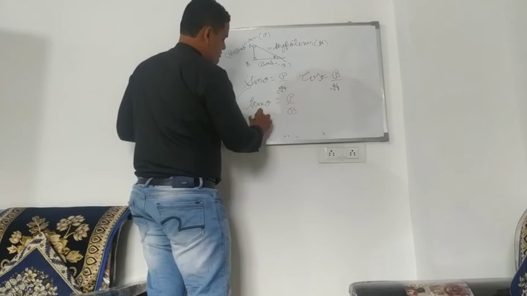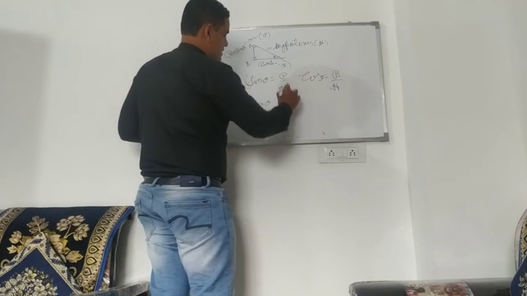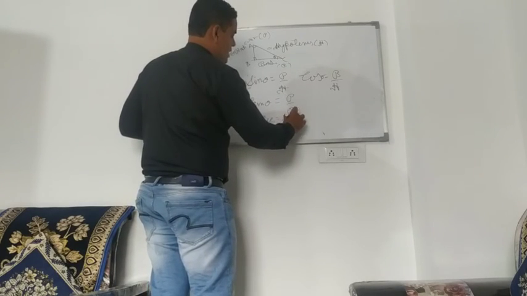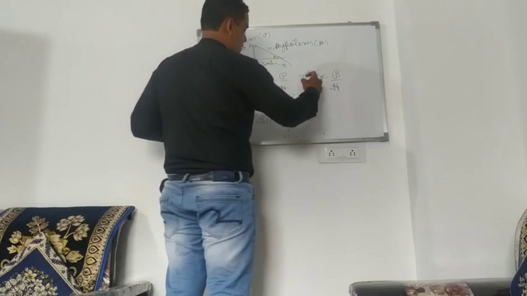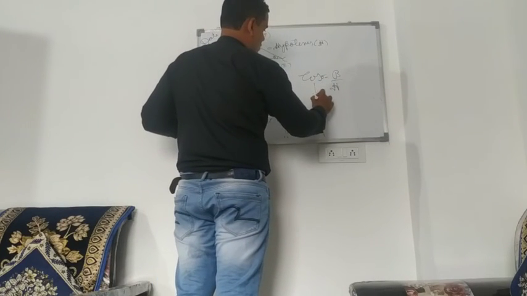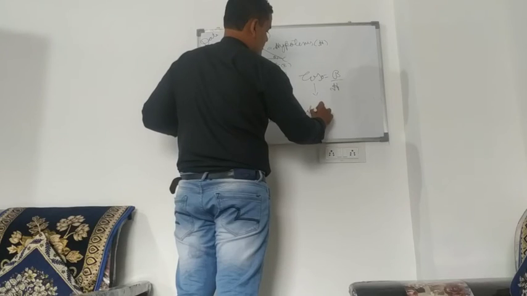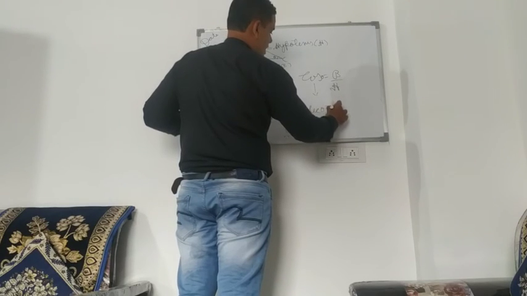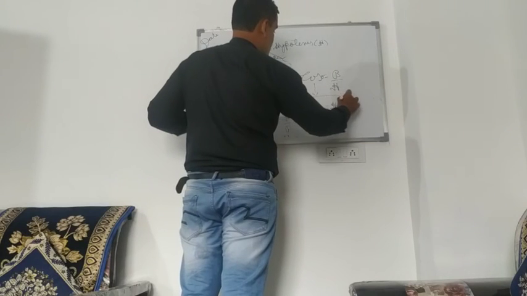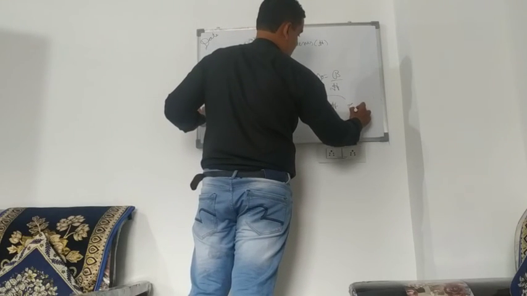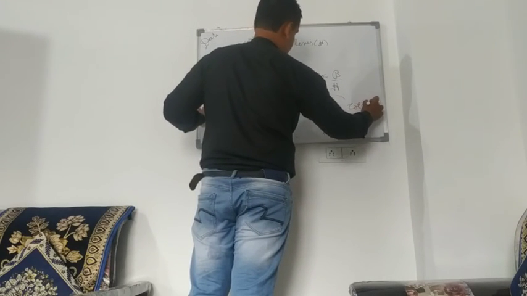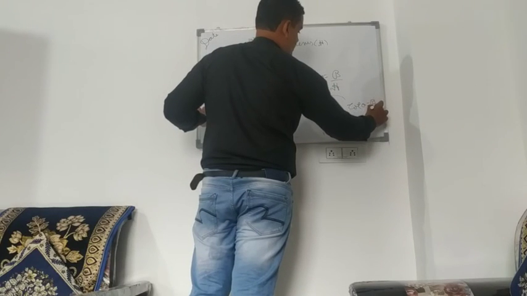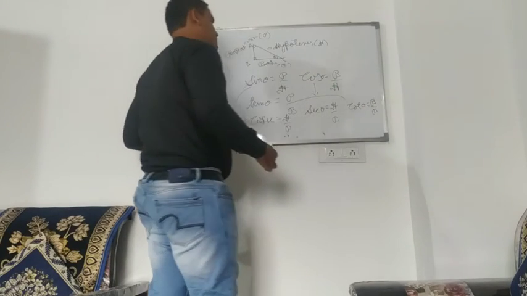The remaining ones are the opposites of those. The opposite of sine is cosec, which is H upon P, hypotenuse upon perpendicular. The opposite of cos is sec, which is hypotenuse upon base. Similarly, the opposite of tan is cot, which is B upon P, base upon perpendicular.